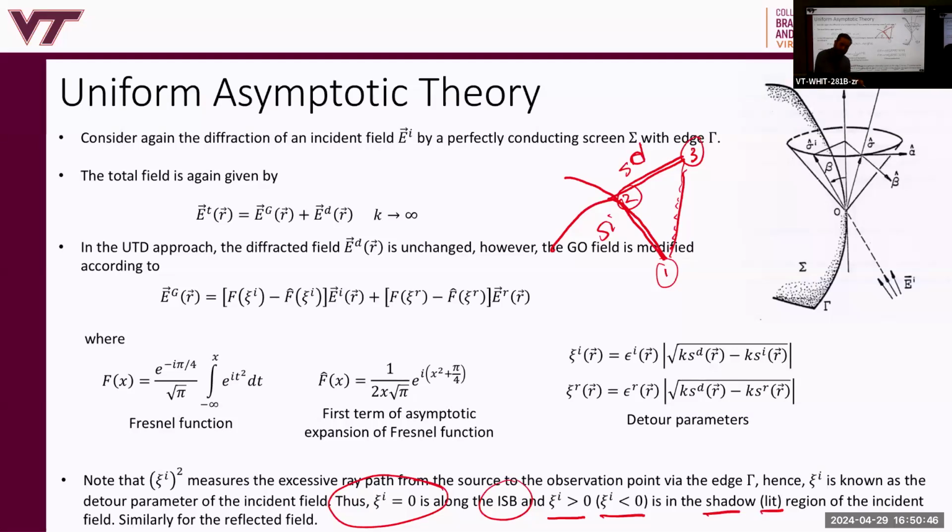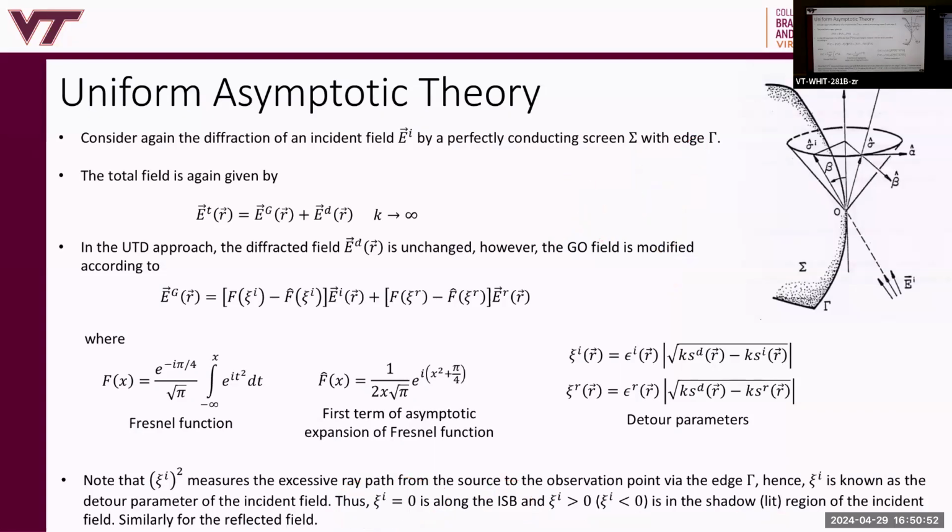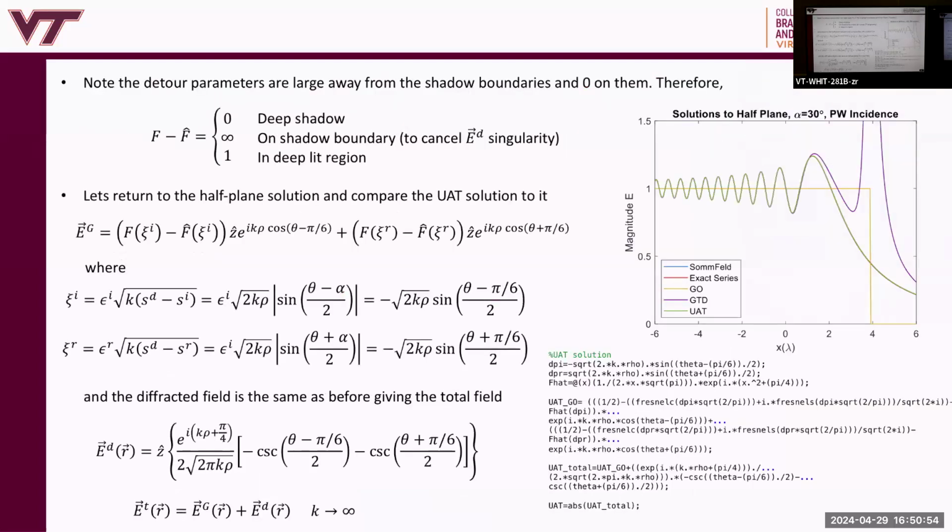And when it's greater than 0, we're in the shadow region. So it's an indicator of how far away you are from the shadow boundary, in a sense. All right, so here are the properties of that F minus F hat. And all we're going to do is modify the geometrical optics, the incident and reflected field part, with this F minus F hat. Same with the reflected field.